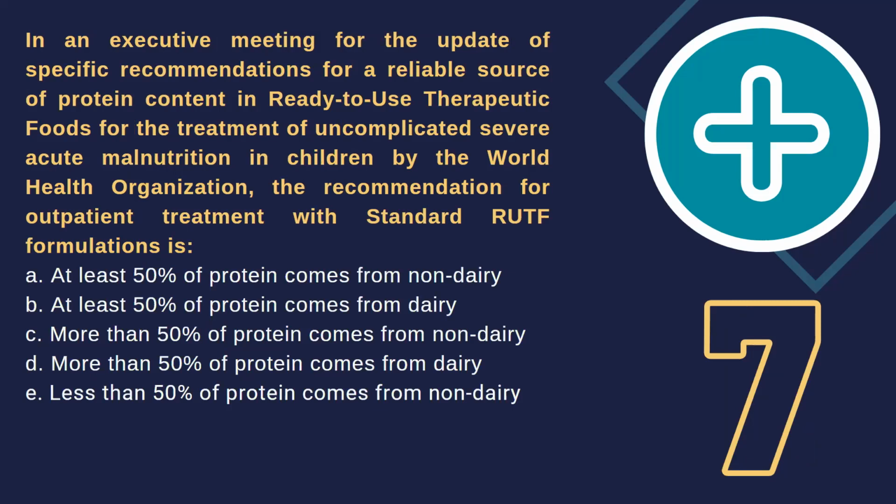In an executive meeting for the update of specific recommendations for a reliable source of protein content in the ready-to-use therapeutic foods for treatment of uncomplicated severe acute malnutrition in children by World Health Organization, the recommendation for outpatient treatment with standard route of formulation is A, at least 50% of protein comes from non-dairy, B, at least 50% of protein comes from dairy, C, more than 50% of protein comes from non-dairy, D, more than 50% of protein comes from dairy, and E, less than 50% of protein comes from non-dairy. B. Yes, the answer is B, at least 50% of protein comes from dairy.